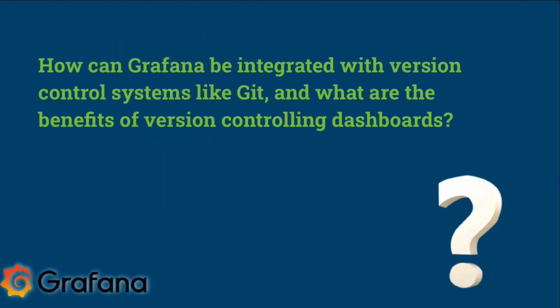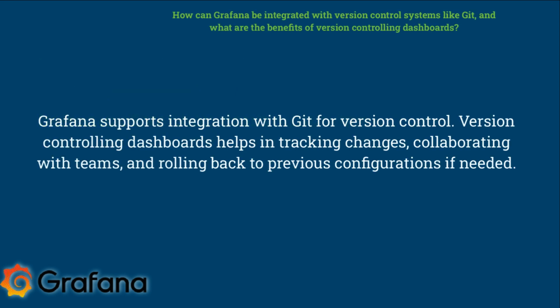First question, how can Grafana be integrated with version control systems like Git? And what are the benefits of version controlling dashboards? Grafana supports integration with Git for version control. Version controlling dashboards helps in tracking changes, collaborating with teams, and rolling back to previous configurations if needed.